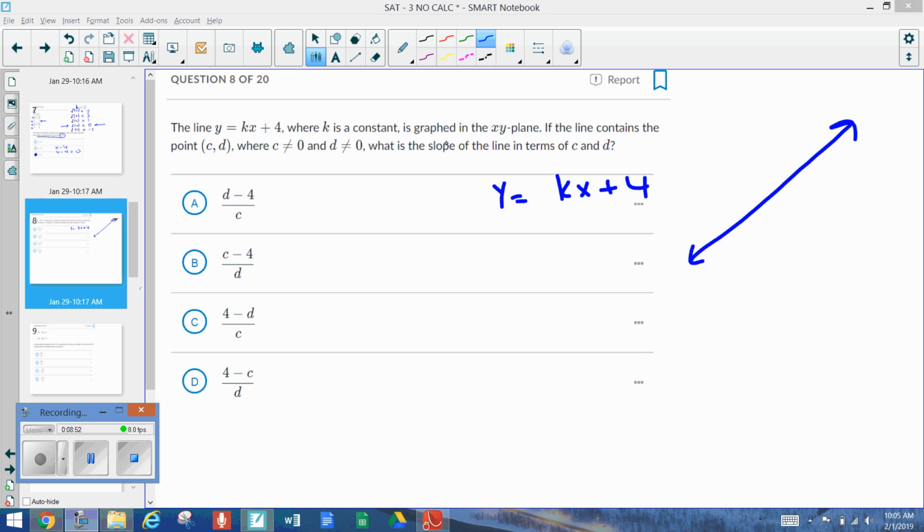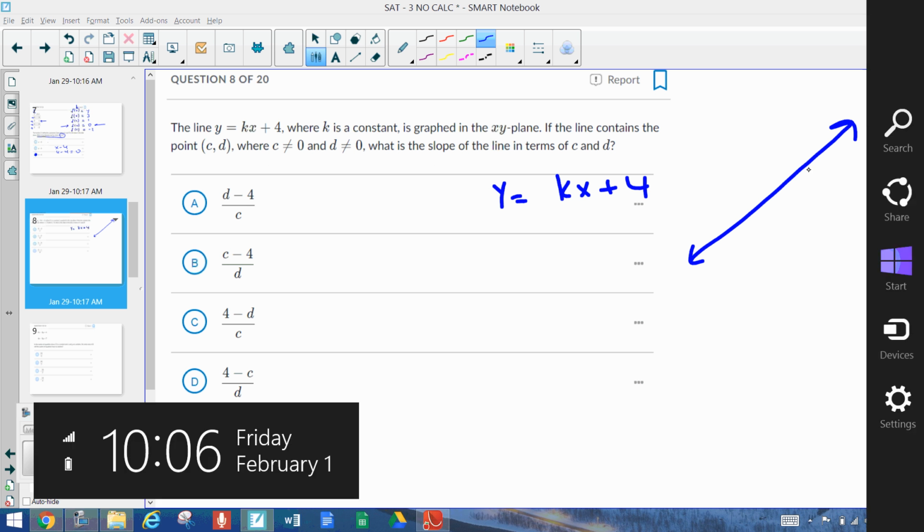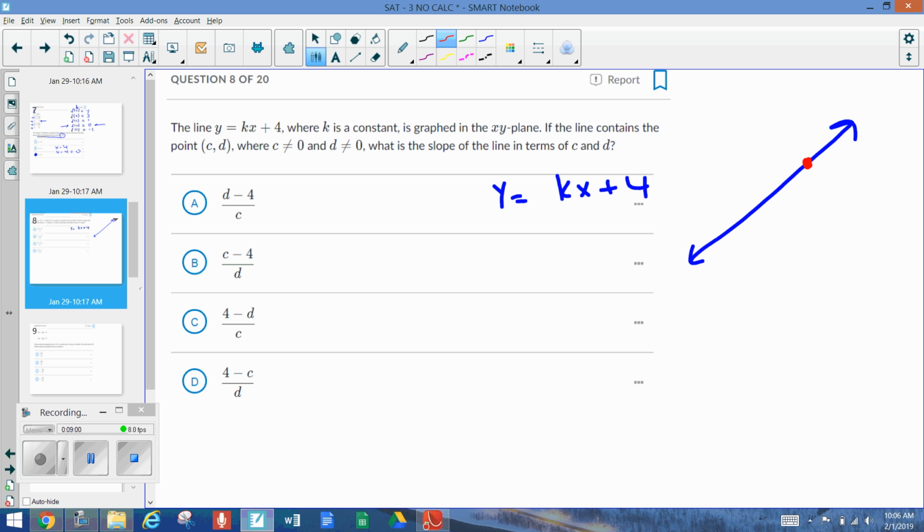And k is the constant, is the graph in the xy plane if the line contains the point CD. The line containing the point CD. That means these points must satisfy this equation because it's on it. When you plug it in, it must work. So this is the x component and this is the y component. So what is y here? D. Let's plug it in. D is equal to k times, what is x? C. kc plus 4.